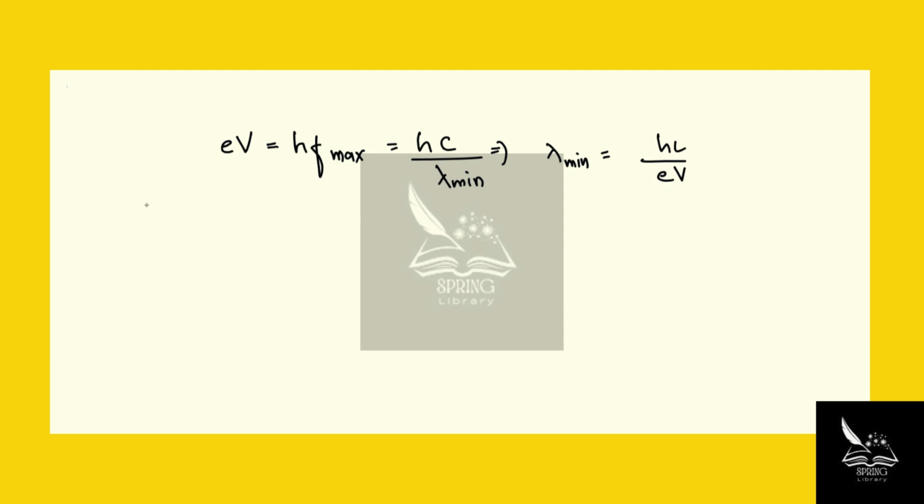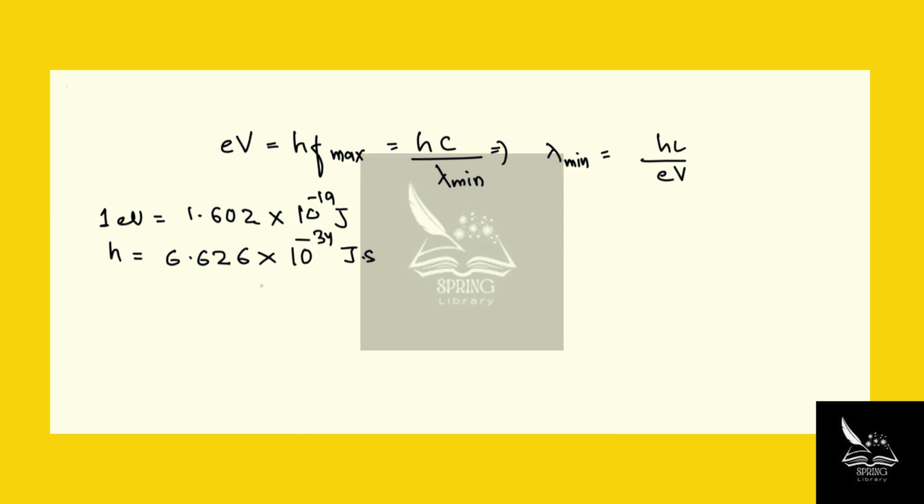Now, 1 kilovolt is 1000 volts, and 1 electron volt is 1.602 times 10 to the power minus 19 joules, and Planck's constant in joules is 6.626 times 10 to the power minus 34 joule-seconds. So we can substitute all these over here, and you know the speed of light, so let me just write that just in case. And this is the conversion factor.